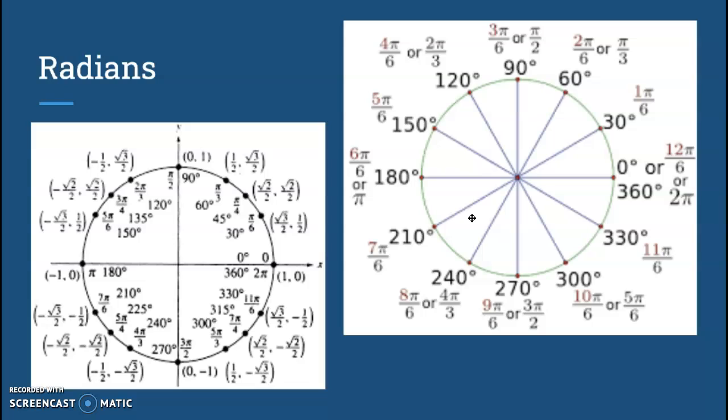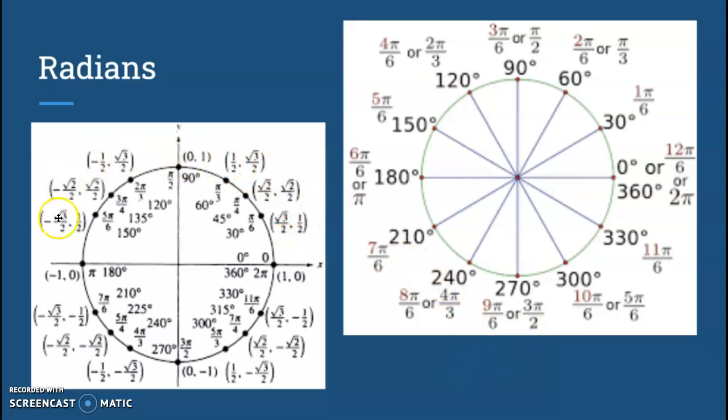Using this, we take the degrees and multiply by pi over 180 to get the radians that you see on the outside of the circle here. If you start with 360 times pi over 180 and simplify that, you would get 2 pi, or 12 pi over 6, which is 2 pi. So you multiply the degrees by pi over 180, and then you simplify your answer until you get the smallest number you possibly can, and that's your radian.